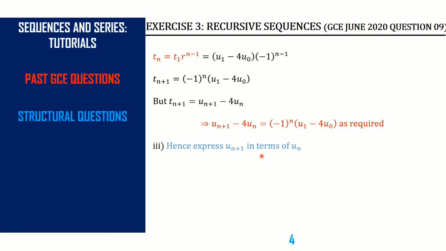Okay, the next part of the question, Roman 3, is asking us to express u of n plus 1 in terms of u of n. Now, since we have proven the relationship here, our u of n plus 1 minus 4un is -1 raised to the power n times (u1 minus 4u0). It means our u of n plus 1 is just gotten by adding 4un on both sides of the equation. So our u of n plus 1 becomes -1 raised to the power n times (u1 minus 4u0) plus 4u of n.